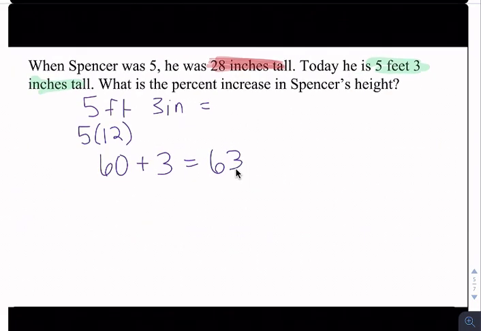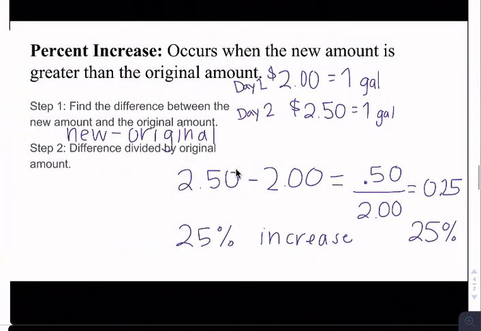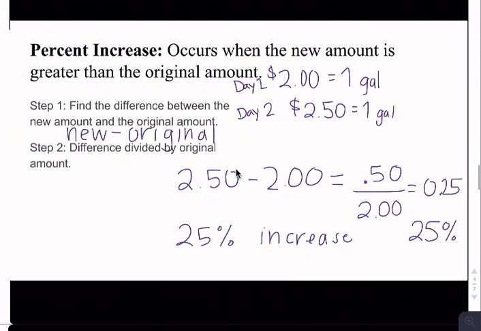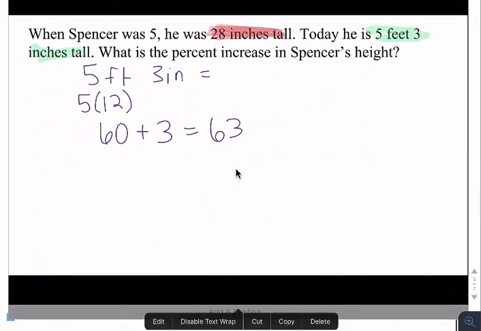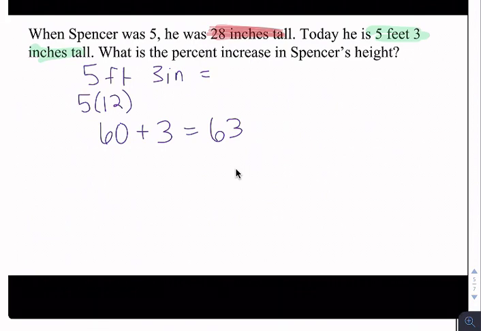Okay, so remembering our steps. Find the difference, new minus original. So our new is 63, the original is 28. So we have 63 minus 28. And we get 35.